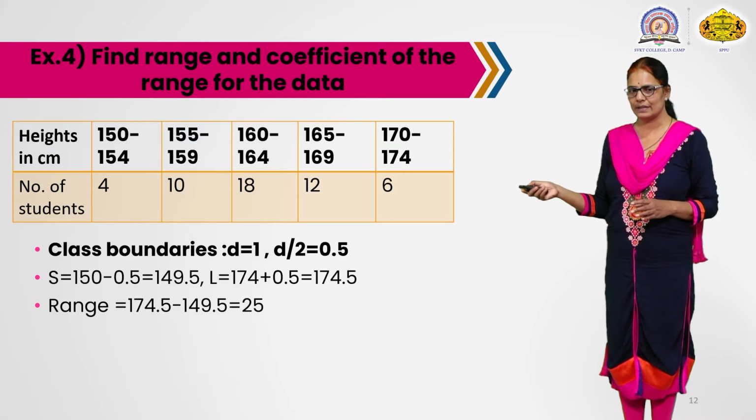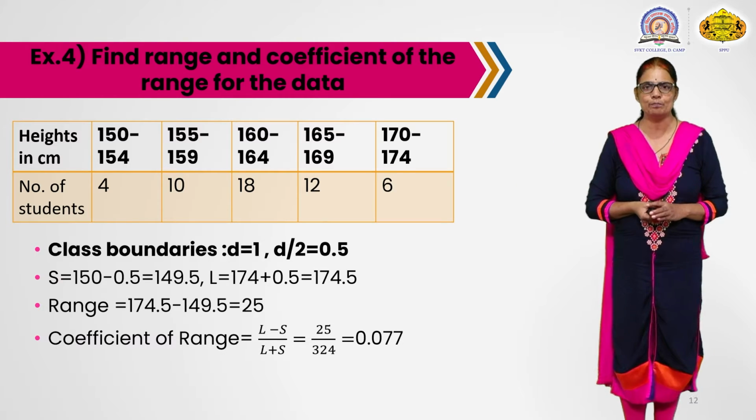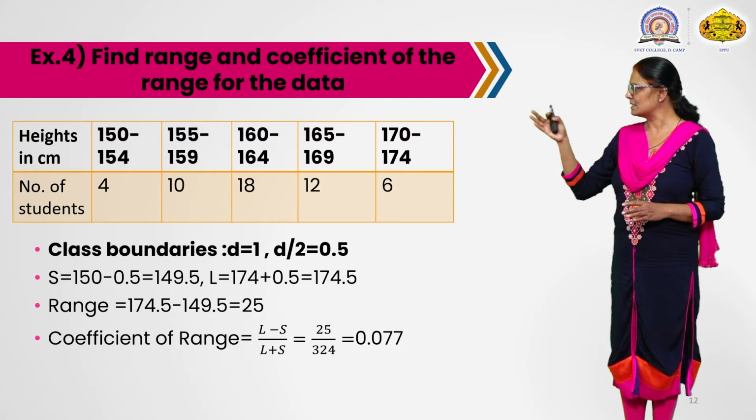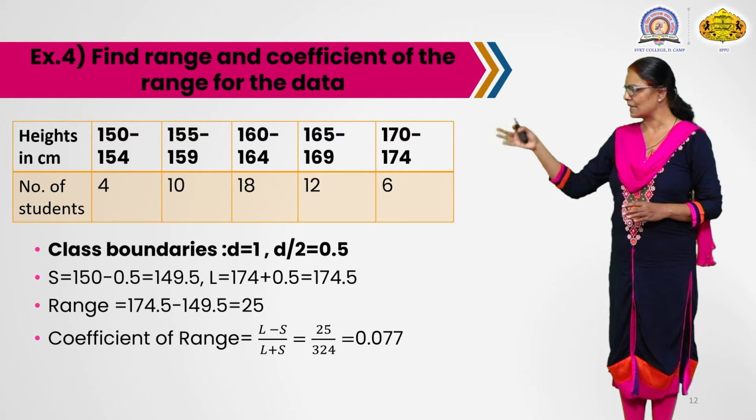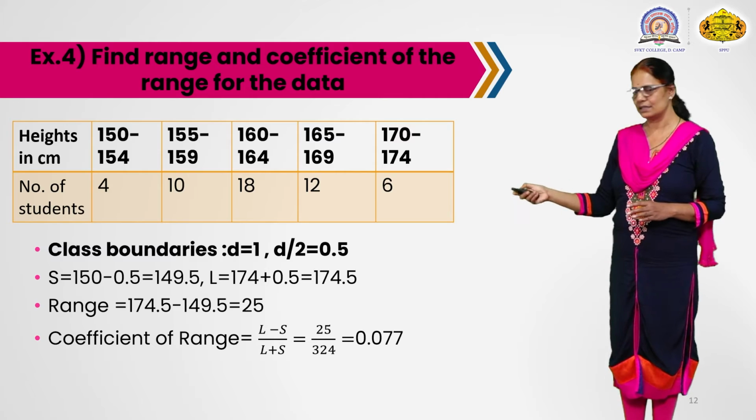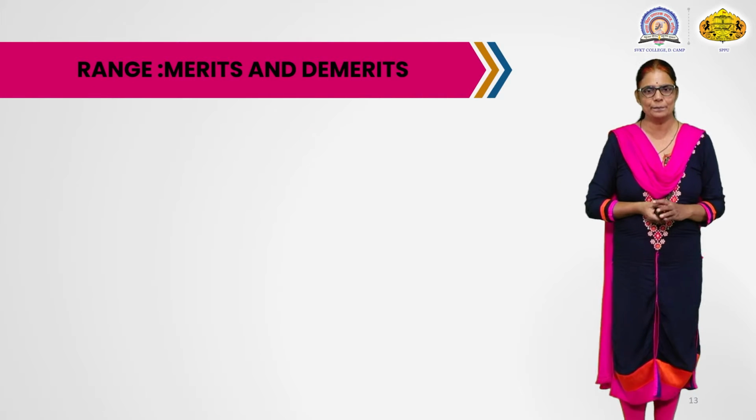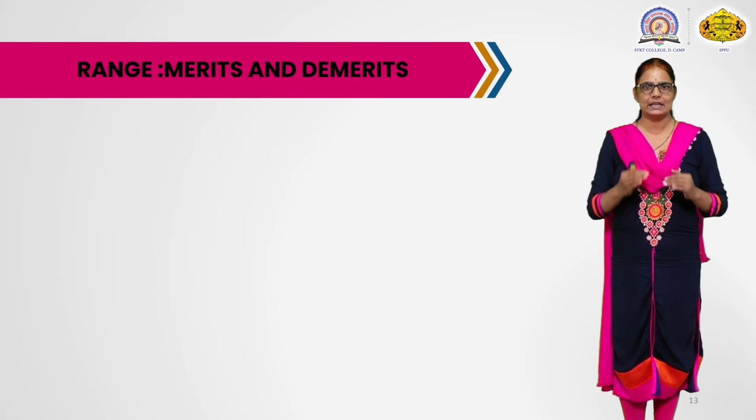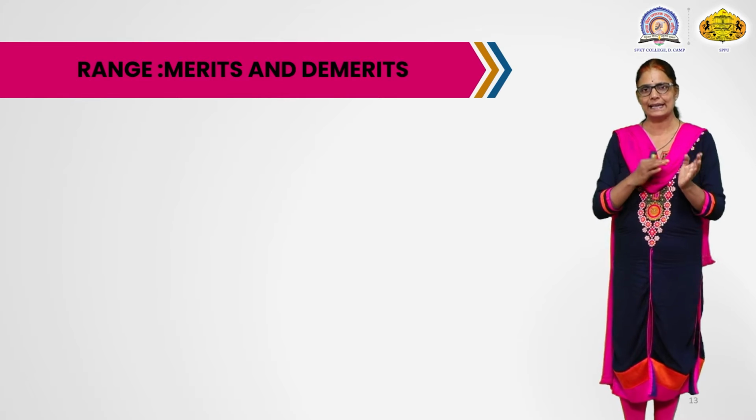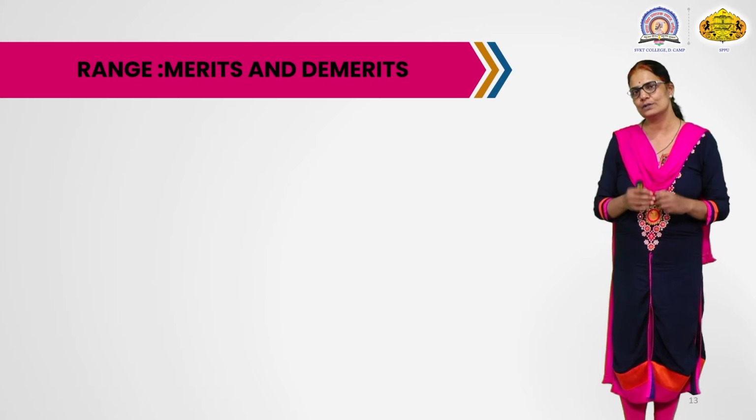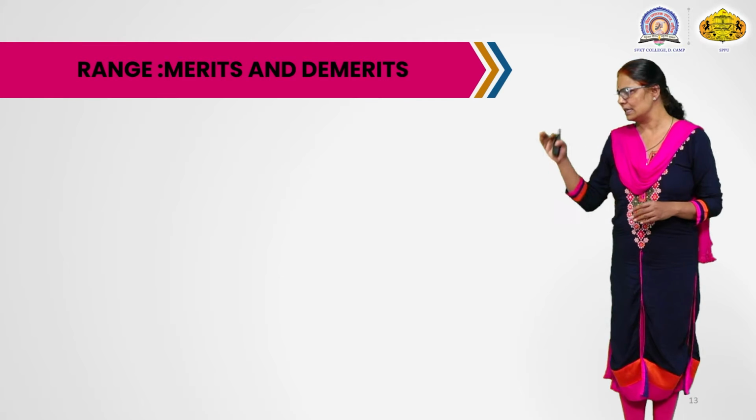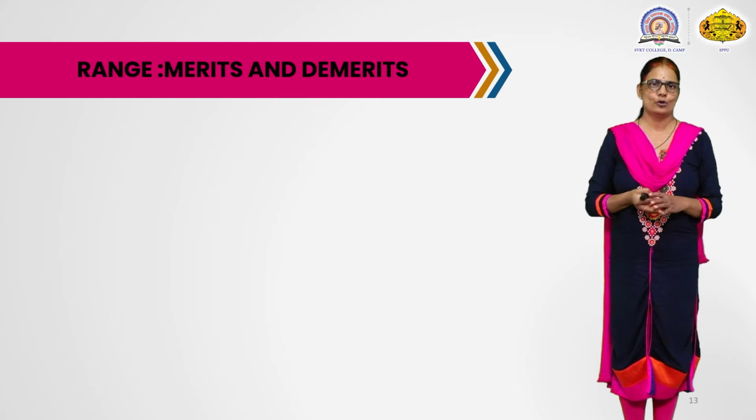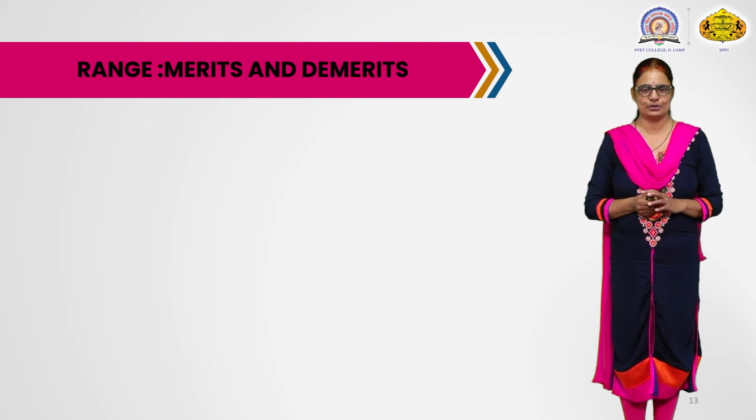Take the difference, so we will get the range, which is 25, and the coefficient of range is L minus S upon L plus S. Put the values, calculate, and we will get the answer here. Okay. So now just remember which type of data is given, according to that write L, write S, and then using the formula you can easily calculate the range and the coefficient of the range.